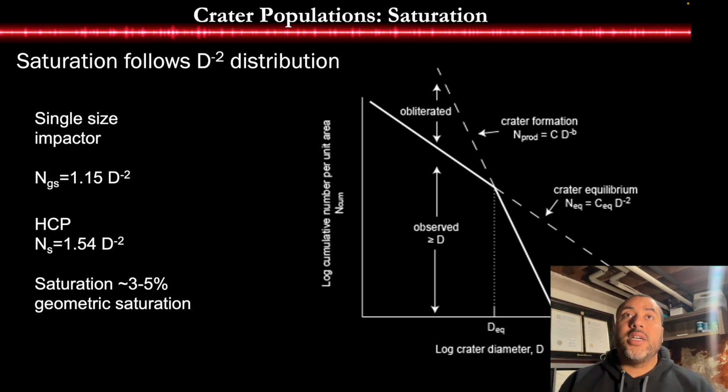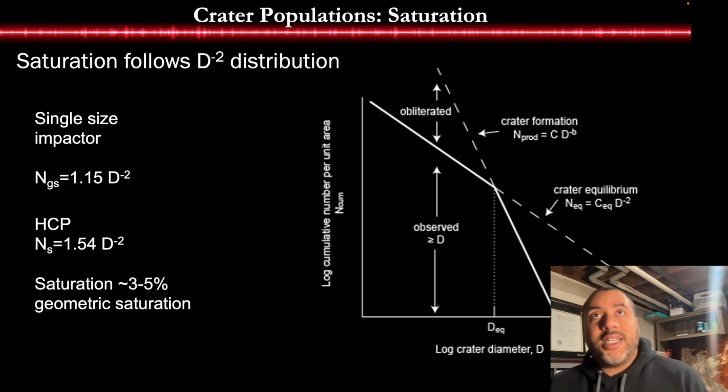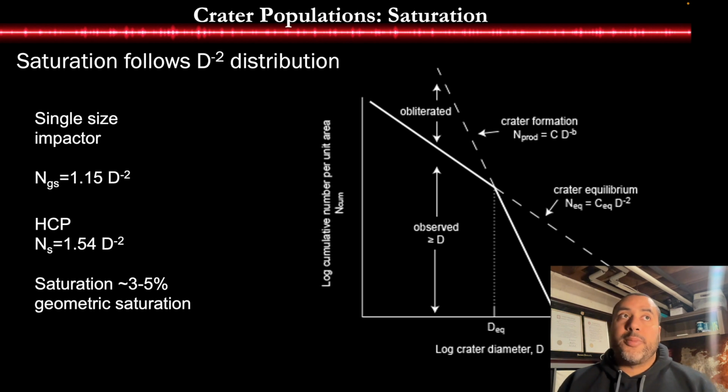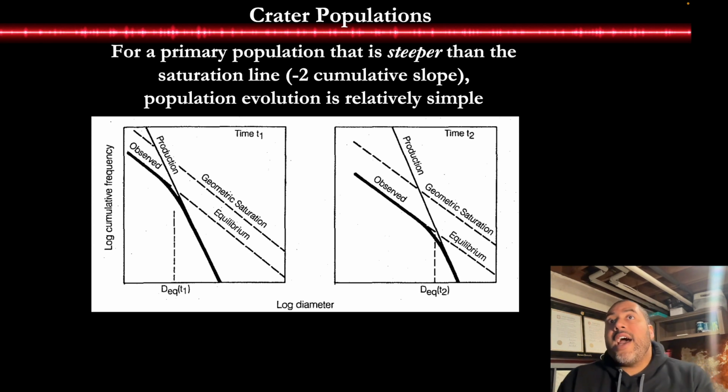Again, on the y-axis here, this is the cumulative crater density, or cumulative crater number per unit area. And this is a log-log plot. What this implies is that for those craters above that saturation equilibrium, it's not that they didn't impact, it's that they were removed or obliterated or erased and degraded, right? Okay, so let's now think about, for a primary population that has a steeper production curve than the saturation line, what that looks like in temporal evolution.